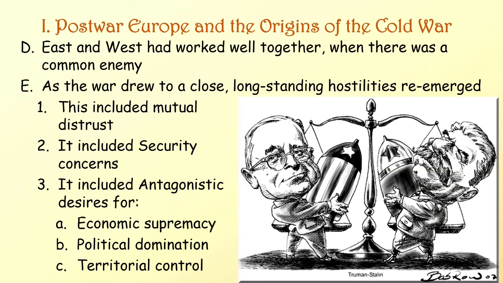East and West had worked well together when there was a common enemy. As the war drew to a close, long-standing hostilities reemerged. This included mutual distrust. It included security concerns. It included antagonistic desires for economic supremacy, political domination, and territorial control.